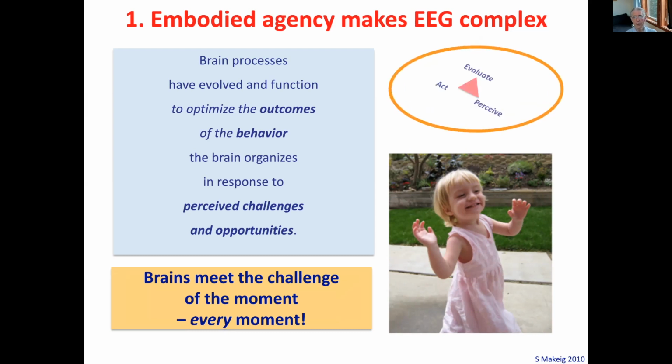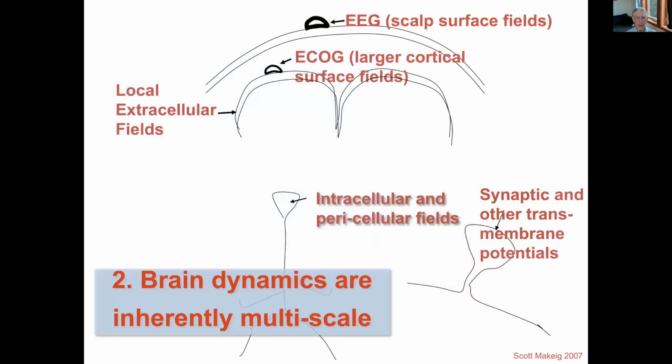In our brains, there's continual cycles of perception, action, and evaluation of the results of our action. This cycling is going on continuously, supported by network activity in our brain and in our cortex as well. This makes EEG signal processing a real challenge to study how the brain supports our natural cognition as embodied agents in the world.